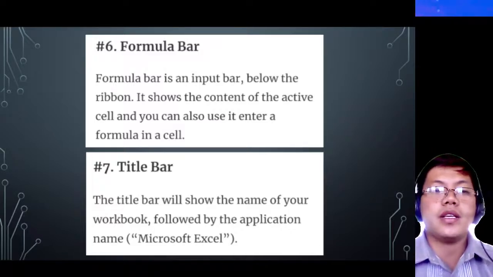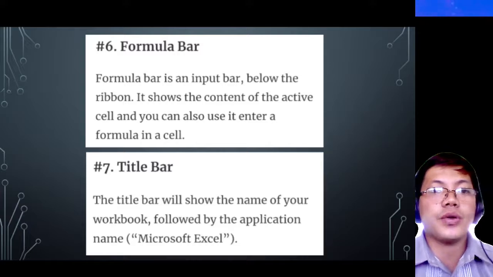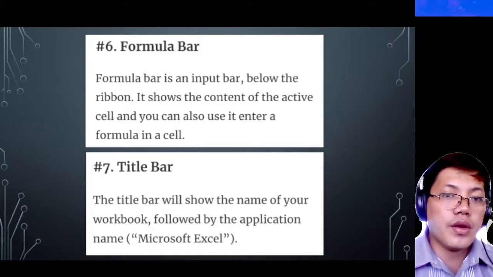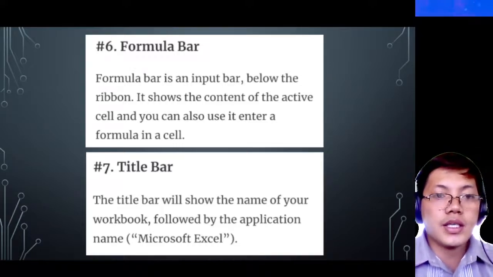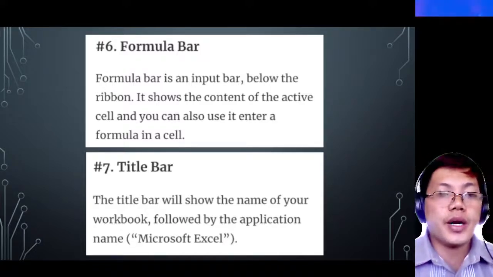Formula bar. The formula bar is an input bar below the ribbon. You see the tabs, and by clicking on a tab, it will show you different ribbons. Just below the ribbons, you see the formula bar, and it shows the content of the active cell. You can also use it to enter a formula, which I'm going to teach you later on.